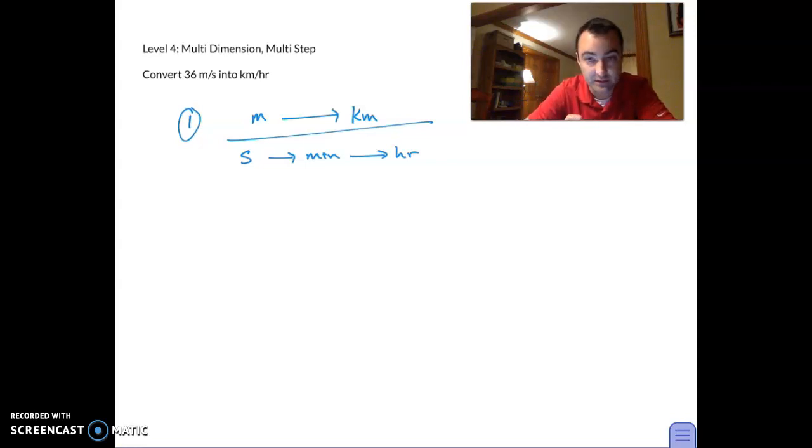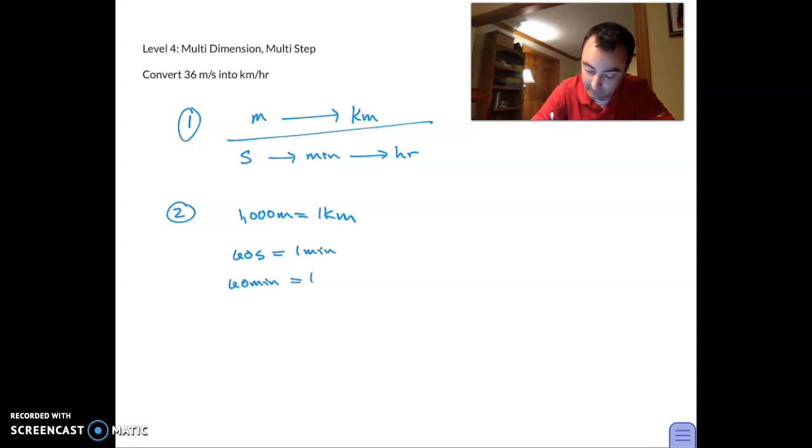So for each of these, the second part is to identify what is the equality. On the top, you have 1,000 meters in 1 kilometer. On the bottom, there are 60 seconds in 1 minute, and there are 60 minutes in 1 hour. So each of these conversions has its own equalities.